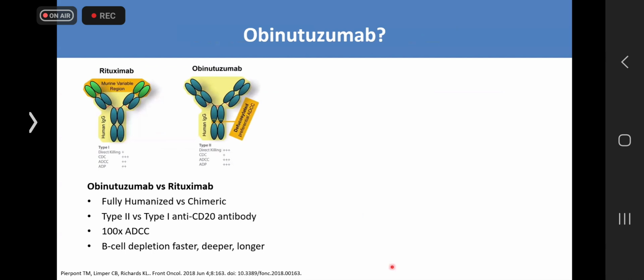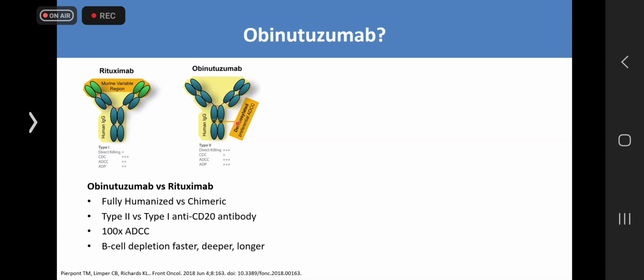It's another option which did not make it into either the EULAR or the KDIGO guidelines, but that's a drug called obinutuzumab. Now, you might have heard about obinutuzumab. It is FDA approved for B-cell malignancies. It is an anti-CD20 antibody like rituximab, but it is basically a more potent depleter of B cells. It depletes cells much more quickly than rituximab, much more deeply, including in non-circulating B cells, and for a much longer time.